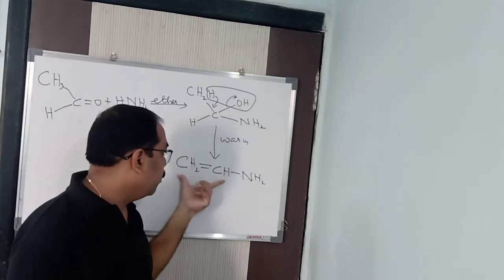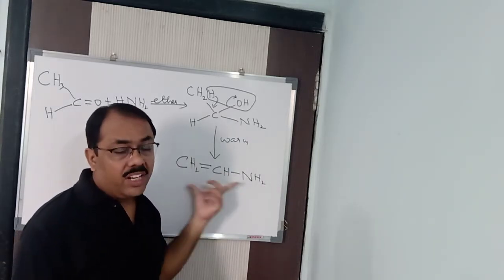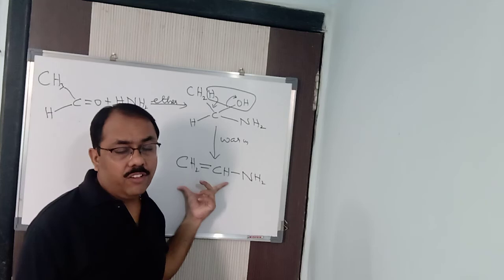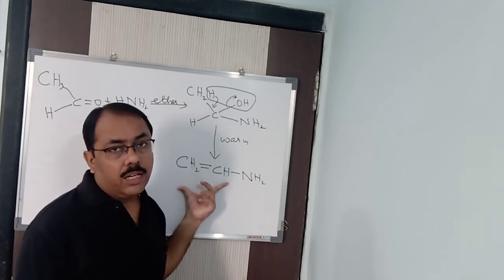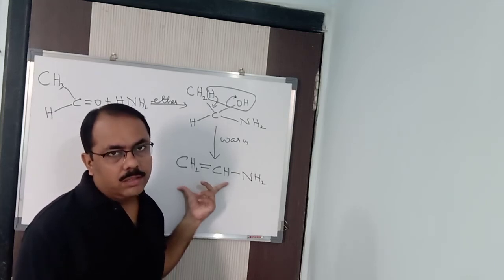What I said, vinyl group is there, NH2 is there. Vinyl group is not stable. You have read it earlier also. It is not stable. It undergoes tautomerization to form a stable product.